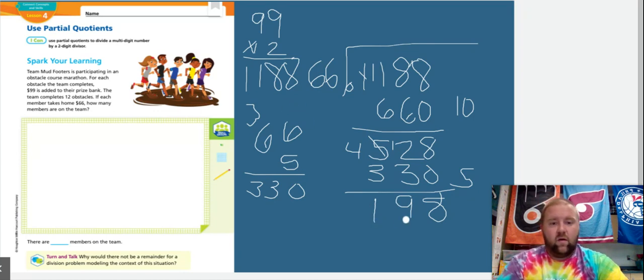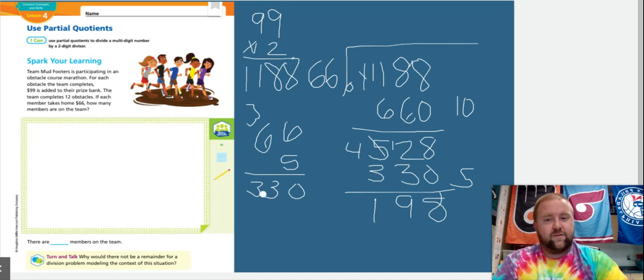So now, again, I had 10 and I had 5, so I need to see how many 66s can go into 198. Well, it's definitely not going to be just 4, so I'm going to try 3 and do 66 times 3. That gives me 18, carry my 1. 6 times 3 is 18 plus 1 is 19. I get 198. So I know that this 3 here is going to give me 198. And I subtract and I get a 0.